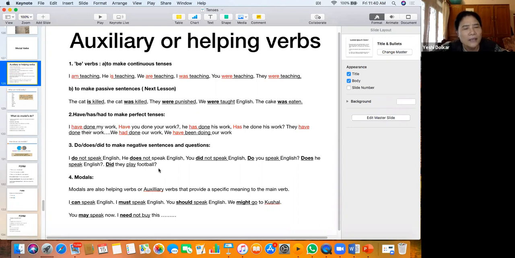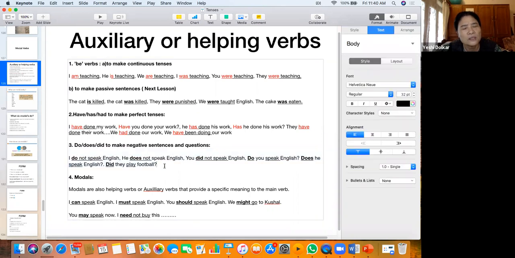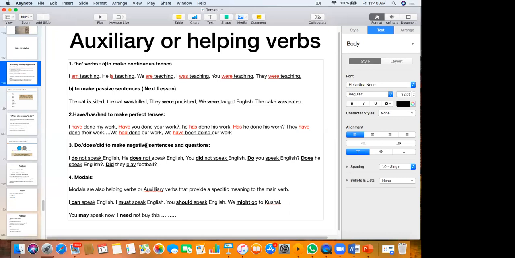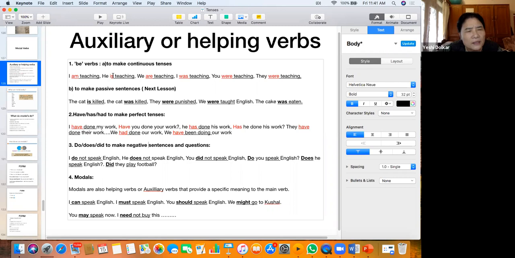Now, again, we use helping verbs to make questions in the English language. Even when you make a negative sentence, you need a helping verb. But if the verb itself is a helping verb, or am, be verb, right? So you don't have to put this. But if the verb is a different verb, which is not a be verb, then you have to put a helping verb to make a negative sentence.